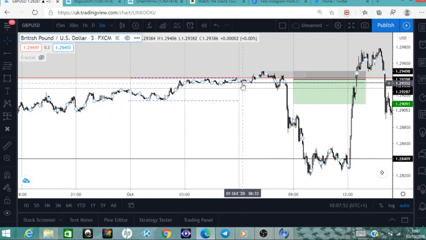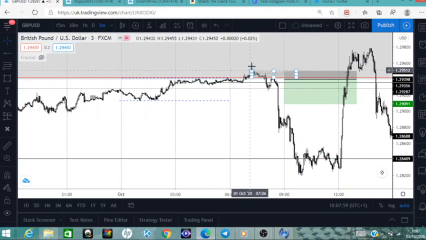Credit to ICT for this. I stopped using this for a long time and started bringing it back in, because this is where I want to see price above this line when I'm looking to sell, and below when I'm looking to buy.